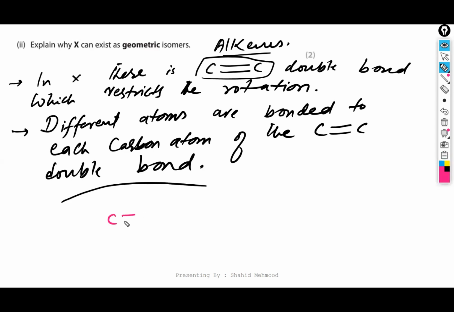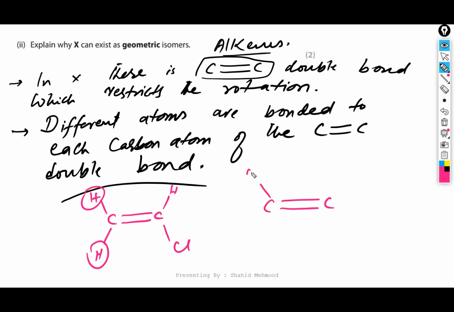To explain this further, if we have this situation where there is H, like this hydrogen, if the same atoms are attached to one carbon, or the same group of atoms are attached, like suppose CH3 and CH3, now they are the same attached to this one carbon atom. So there is no geometric isomerism.